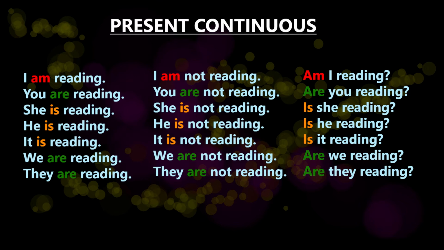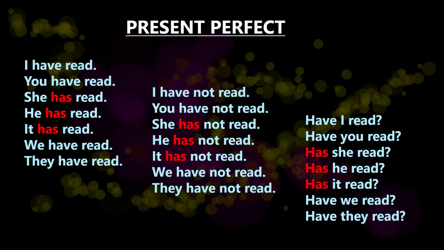Am I reading? Are you reading? Is she reading? Is he reading? Is it reading? Are we reading? Are they reading? Present perfect. I have read, you have read, she has read, he has read, it has read, we have read, they have read. I have not read, you have not read, she has not read, he has not read, it has not read, we have not read, they have not read.